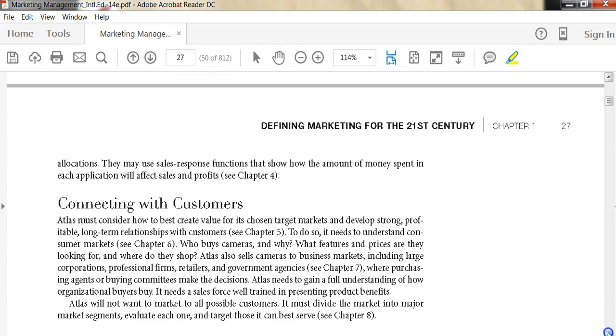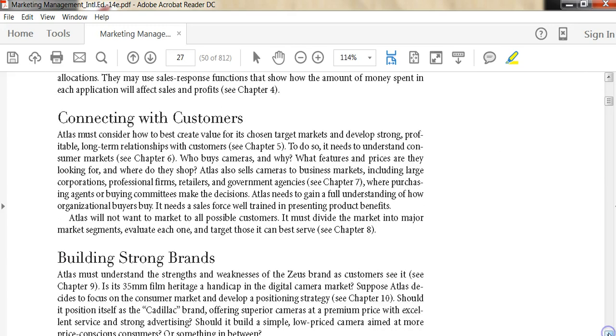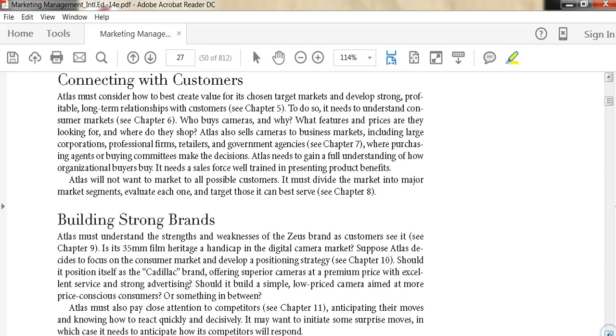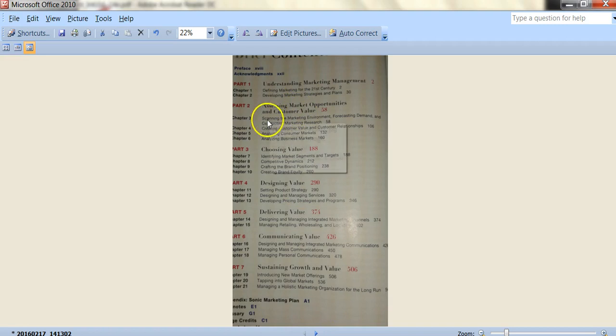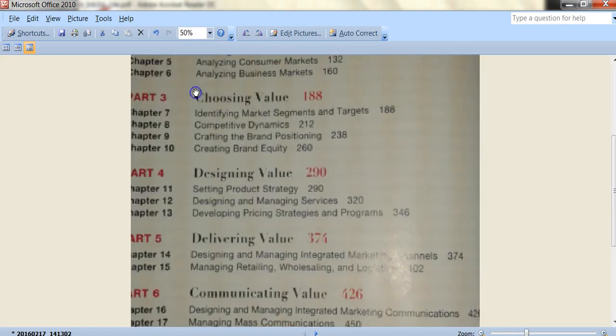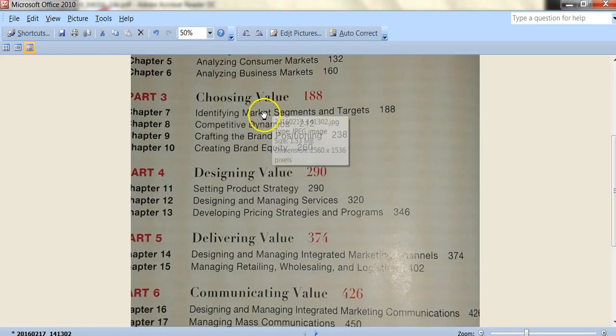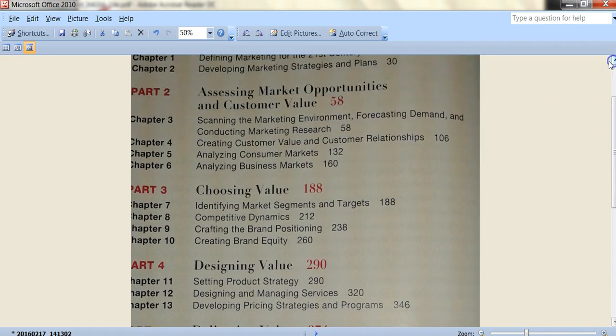Here we can use these things to analyze them. I can also show you the brief contents of your book. Here you can specifically see what we can do to do the marketing management. When we assess the value of our market, we scan the environment. We try to forecast what kind of demand we can expect.